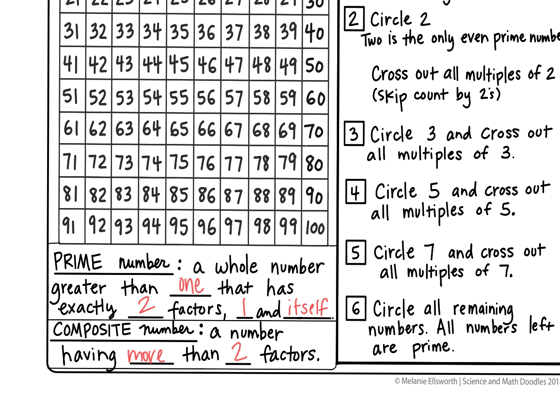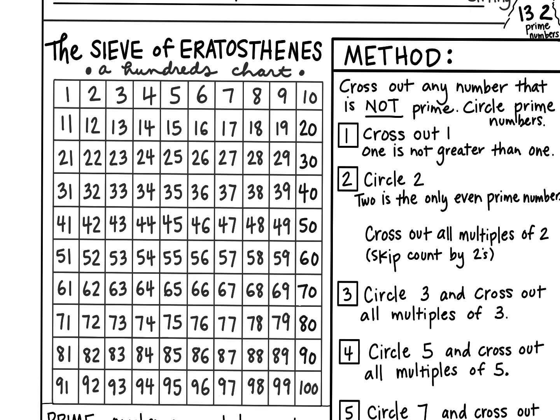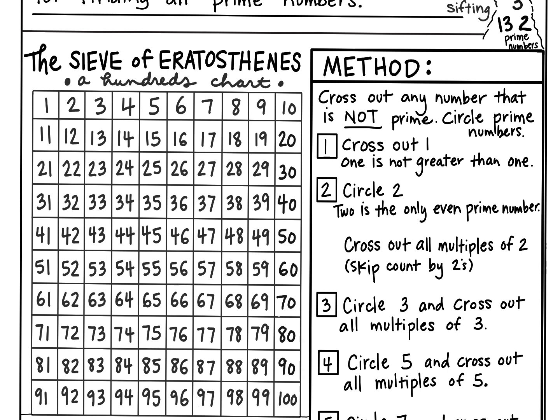So now we're going to use this sieve method, and we're going to get all of our prime numbers. So step 1, up at the top, says cross out 1. But notice, before we even get there, it says we are marking out any numbers that are not prime. We are circling the prime numbers, okay? So we're going to mark out any number that is not prime. We're going to circle the prime numbers. So number 1 says cross out 1.